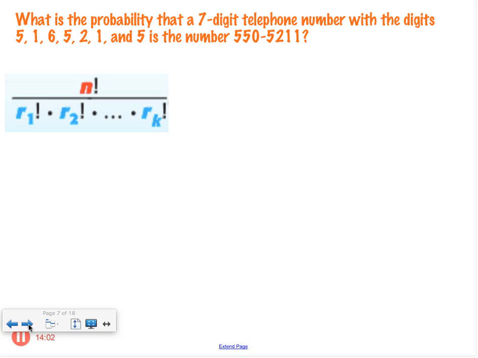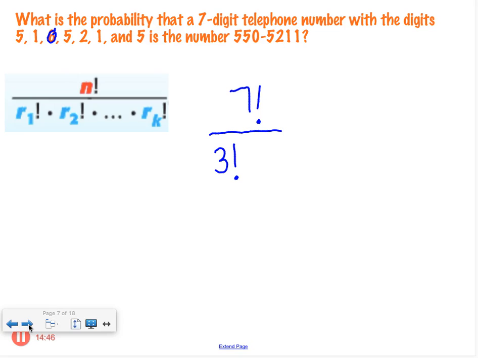Okay, how many spots does a cell phone number have? 7. So that's your n. Now this r on the bottom is how many times something is repeated. So is 5 repeated? Yeah. How many times? 3 times. 1, 2, 3. So it's 3 factorial.